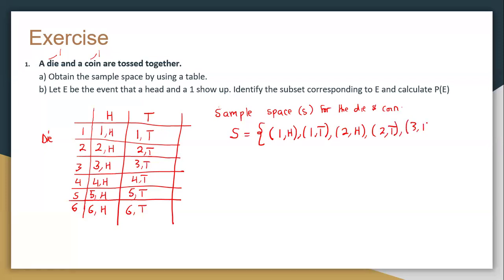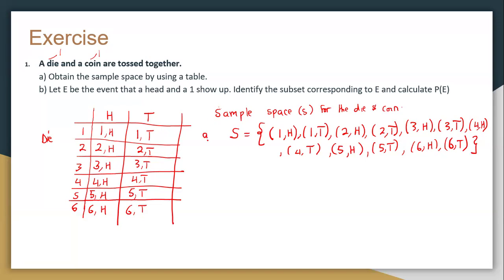3 and H, then 3 and T, 4 and H, then 4 and T, then 5 and H, then 5 and T, 6 and H, then 6 and T. And this is going to be our sample space. So this is how you represent your sample space. So that was for your Roman A.